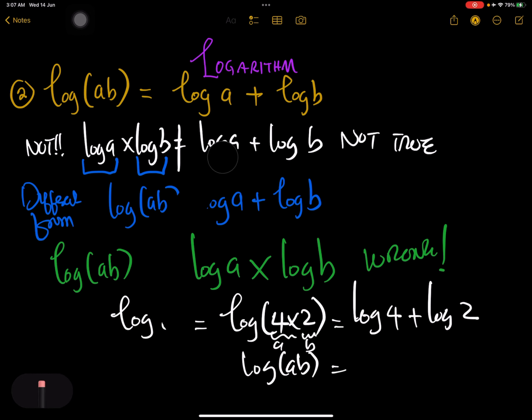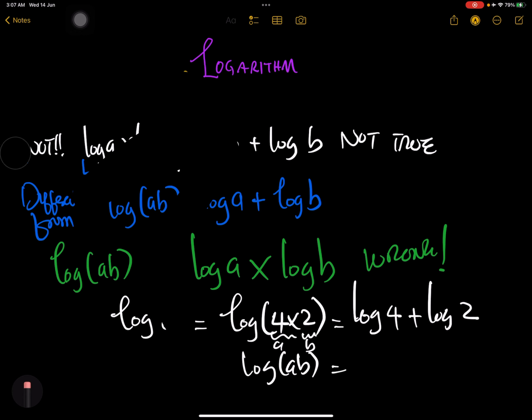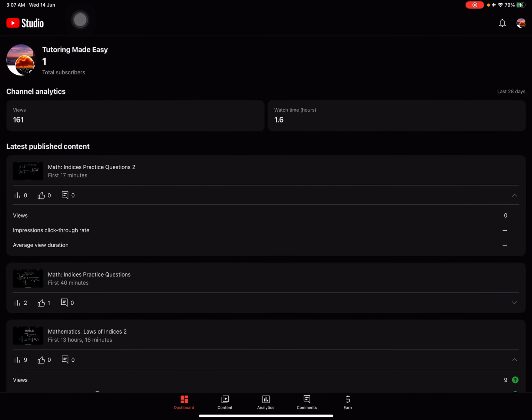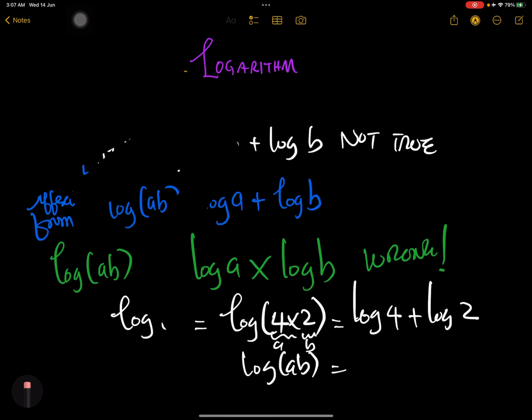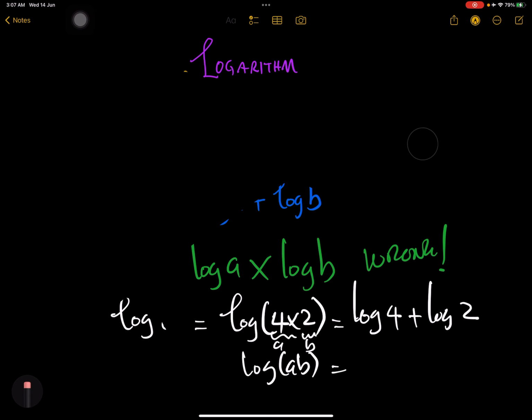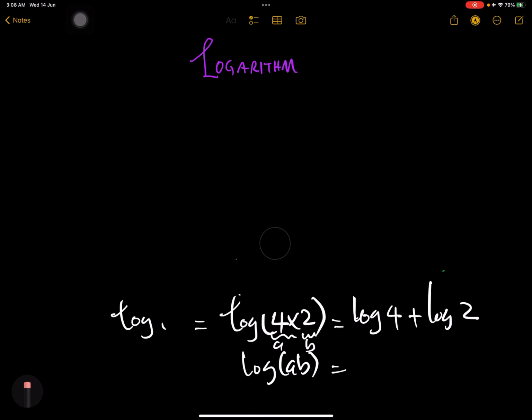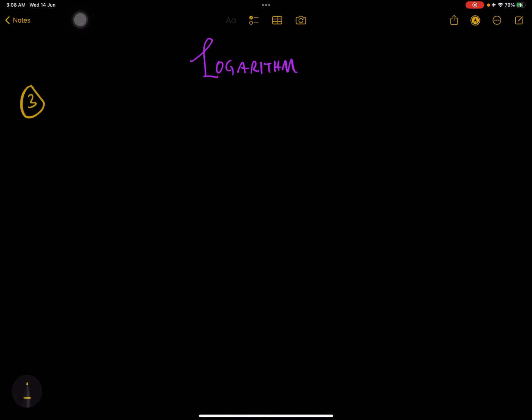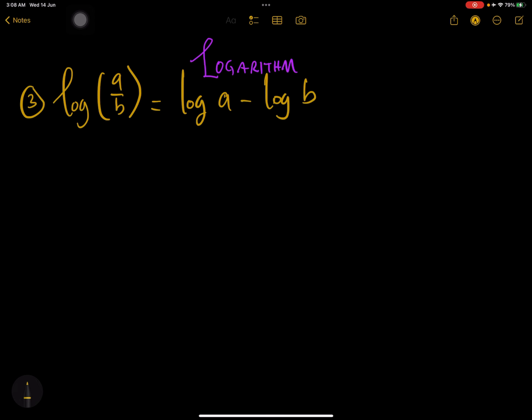Now let's look at the third law. The third law says that if you have log of A divided by B, it is the same as log A minus log B. Okay, so that's a rule. Log A minus log B.